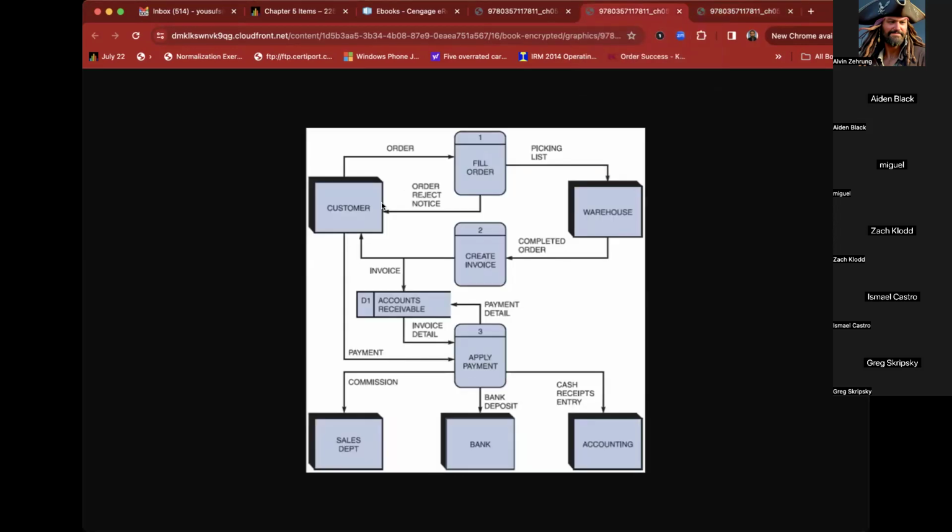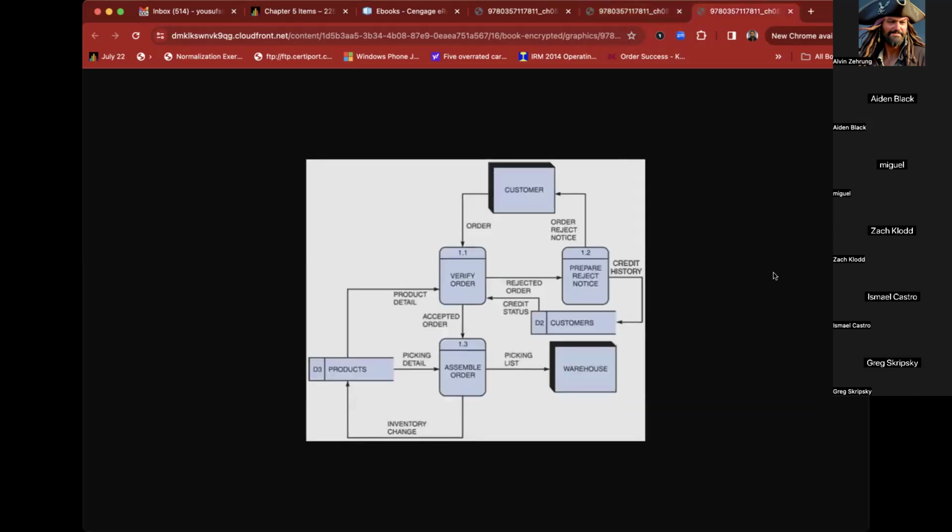Okay, now how many data stores do we have here? None. But now that we started exploding it, we realize we need data stores, because where's the data coming from? Where's the data going to? So now you can add data stores. You realize that verify order needs to get its data from somewhere, which could be from a customer data store. Then where in the world is the customer data store getting its data from? Well, prepare reject notice will feed the data into the customer, and the customer can then notify the credit status based on the data coming in to verify order.